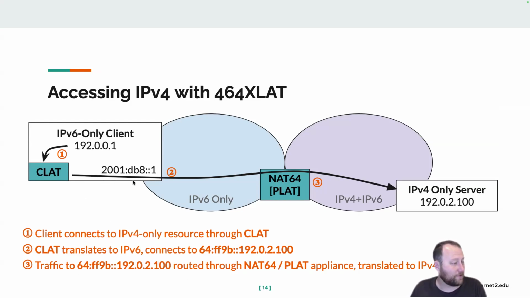Then it sends that traffic over v6, and once it hits a NAT64 appliance, or a PLAT, it'll translate that back to v4. You can actually use the same NAT64 appliance that you would normally use in the previous configuration. And the thing I was amazed at is that this actually just tends to work out of the box, to the point where I didn't know it was working, and it just made use of the existing NAT64 appliance.